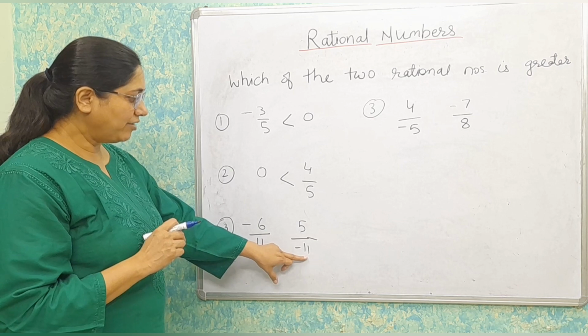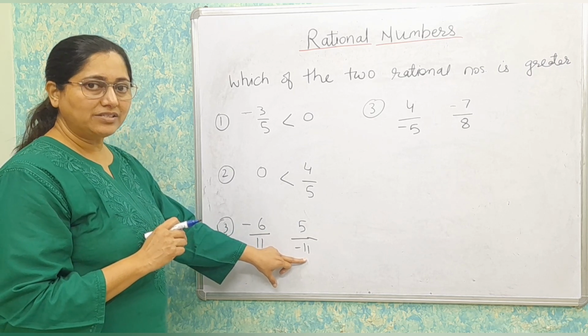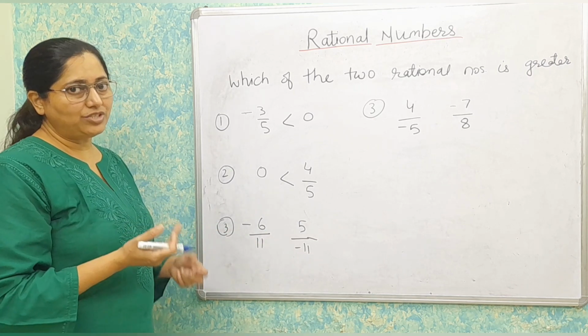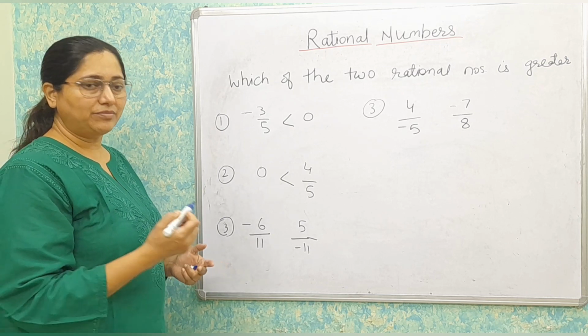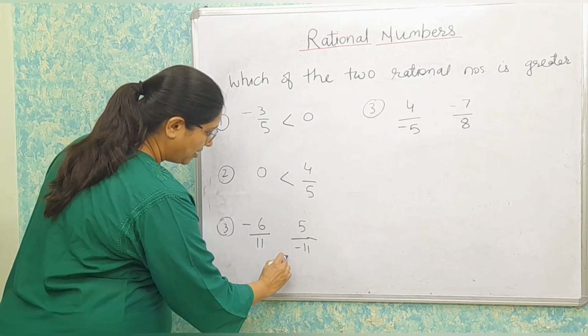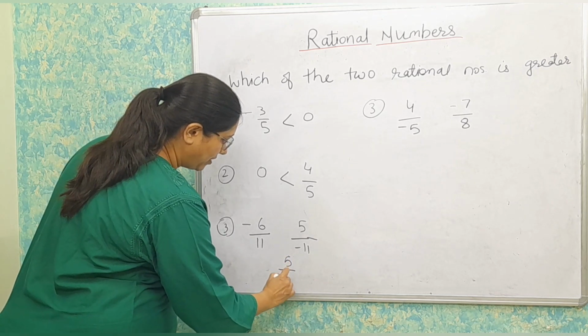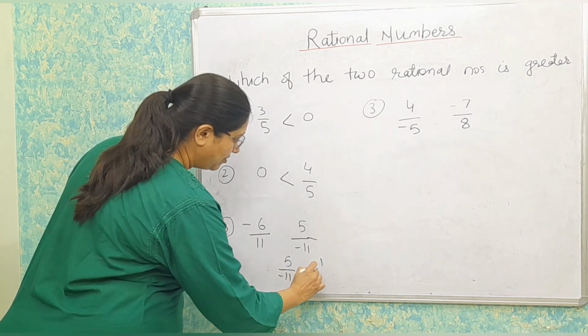So first I have to change the sign of minus 11. And whenever you have to change the sign of any rational number, you have to multiply it with minus 1. So first I will multiply 5 upon minus 11 with minus 1.